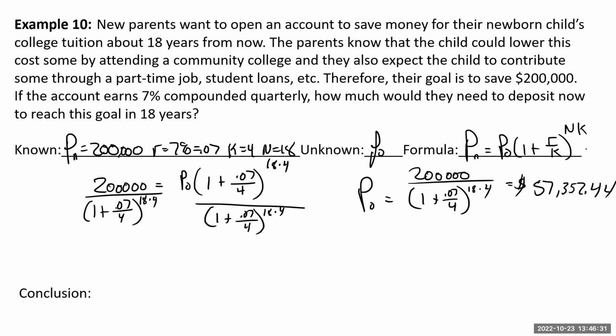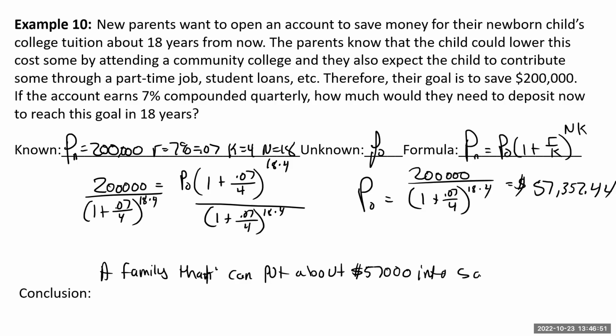$57,352.44. All right, so that's a fairly hefty deposit here. So, let's just say a family that can put about $57,000 into savings now. Because $57,000 is quite a lot of money.